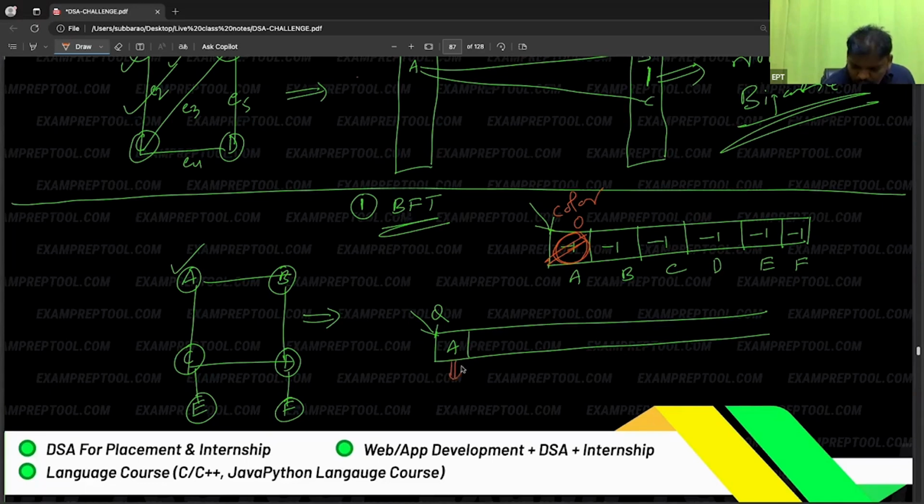Now delete A from the queue. I deleted A from the queue. Ask who all are adjacent to A. A's adjacent ones are B and C. A deleted, that's okay. A adjacent, who are those? Find out: B and C. So A's adjacent are B and C. Then immediately ask, what are the colors of B and C?